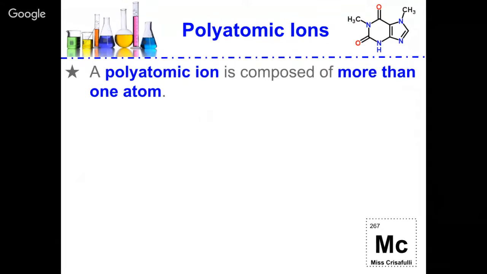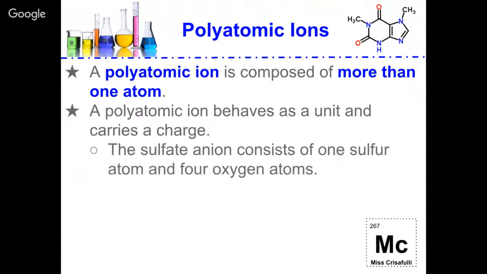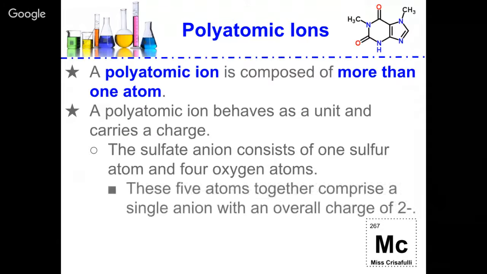So now let's talk about polyatomic ions. A polyatomic ion is composed of more than one atom. A polyatomic ion behaves as a unit and carries an overall charge. The sulfate anion consists of one sulfur atom and 4 oxygen atoms, and these 5 atoms together comprise a single anion with an overall charge of 2-, and it is written as SO4 2-.